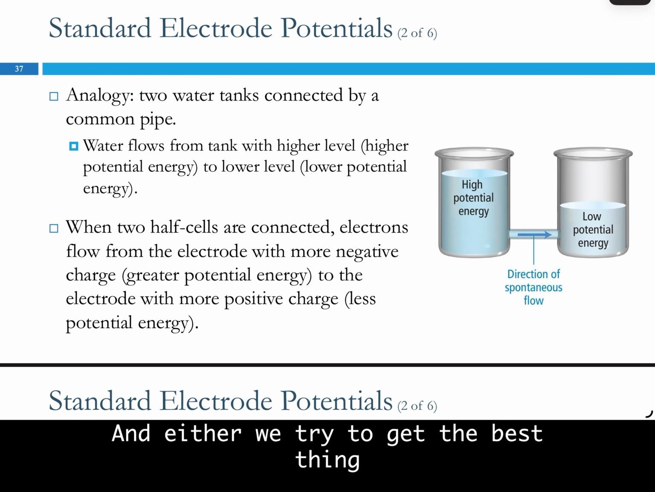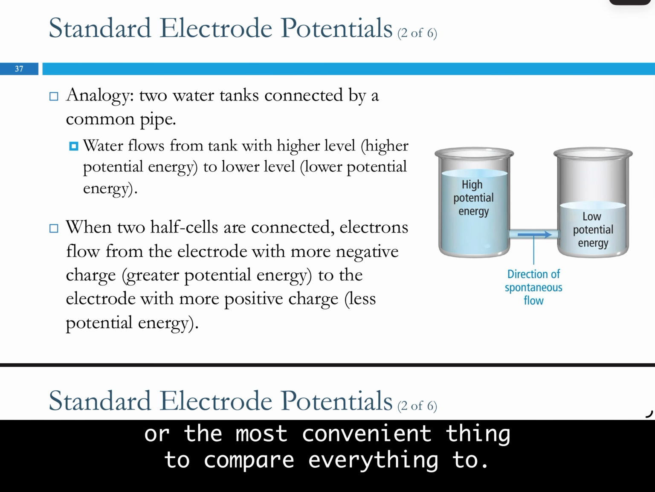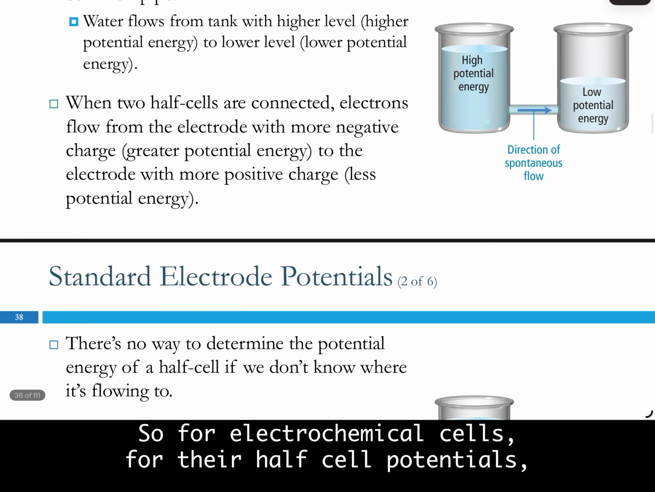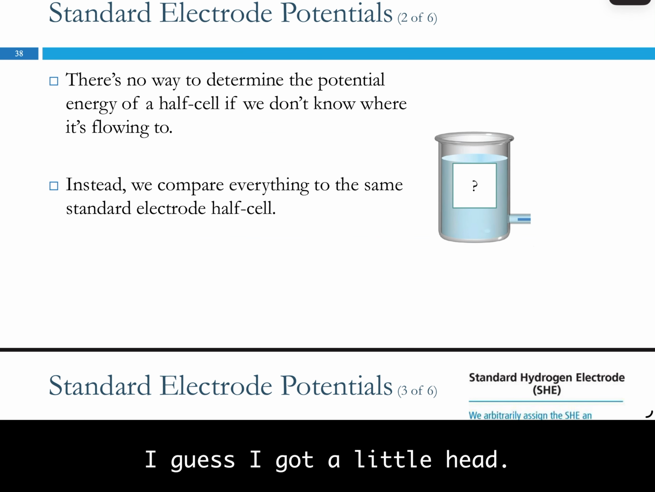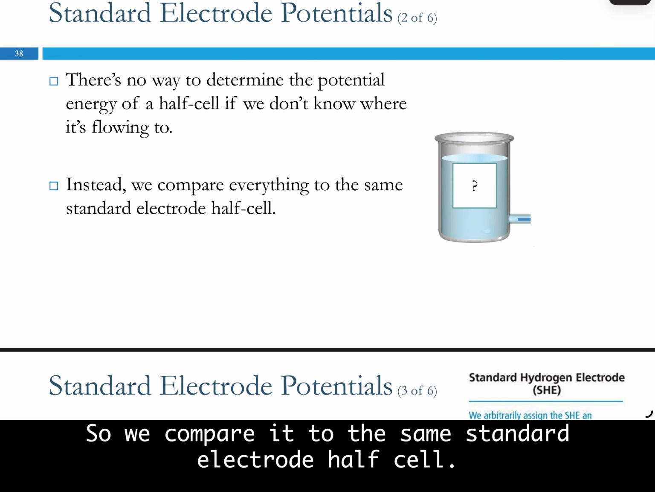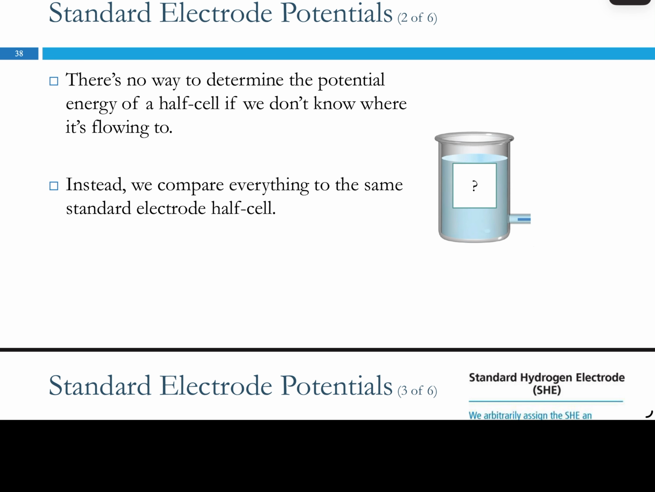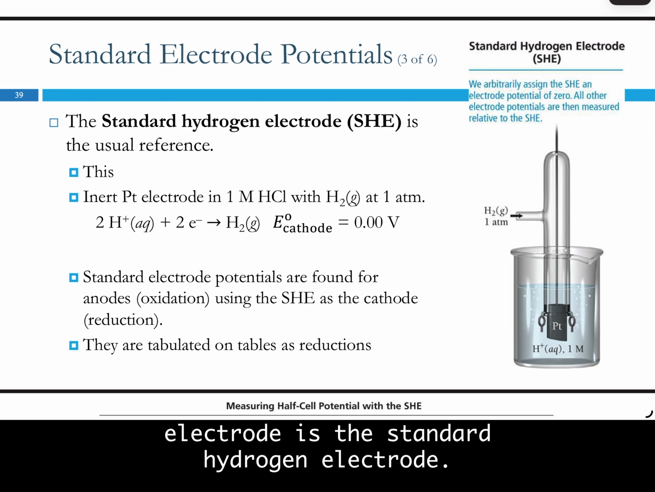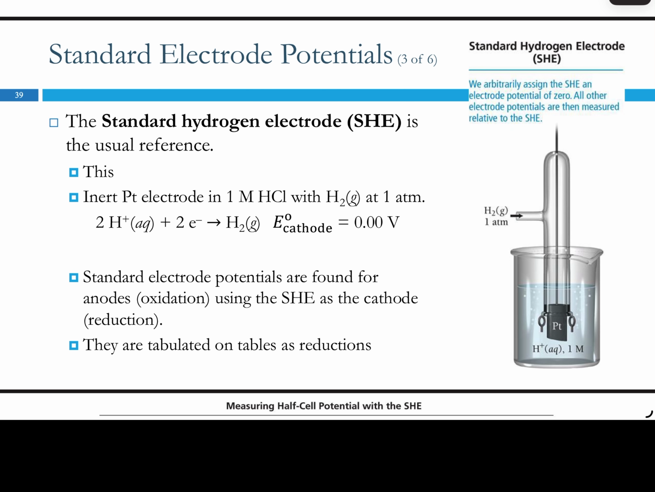And either we try to get the best thing or the most convenient thing to compare everything to. So for electrochemical cells, for our half cell potentials, oh, I guess I got a little ahead. So it can't be determined for an individual cell, so we compare it to the same standard electrode half cell. And that standard electrode is the standard hydrogen electrode. It is the usual reference.